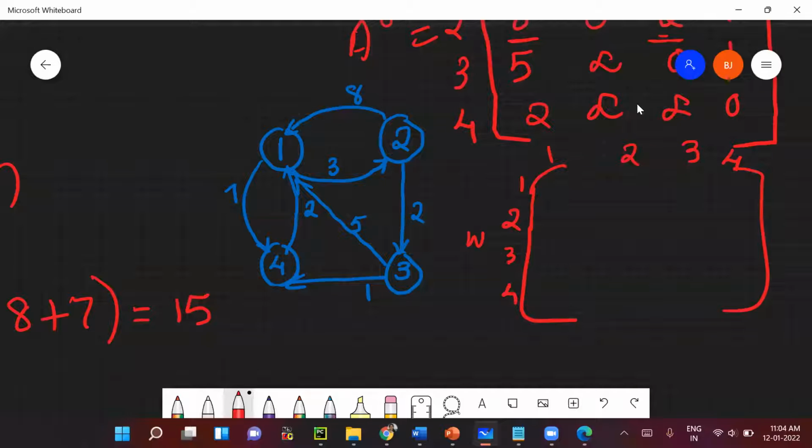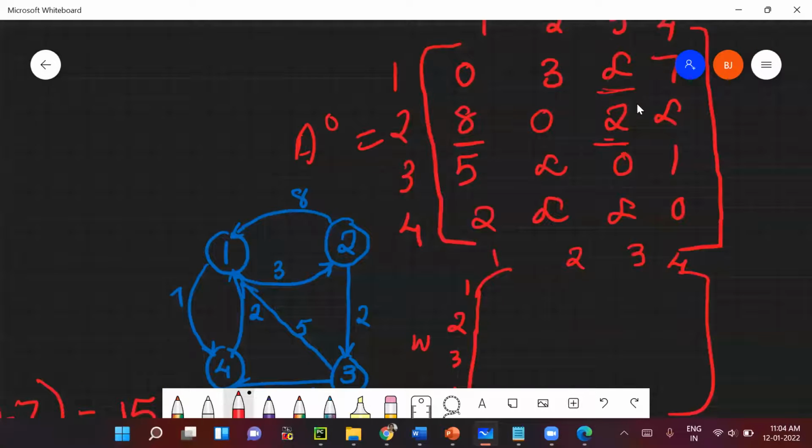So this will be same as what I have written above. The same matrix, you will be entering over here 0, 3, infinity, 7, and all. So this will be the weight matrix.